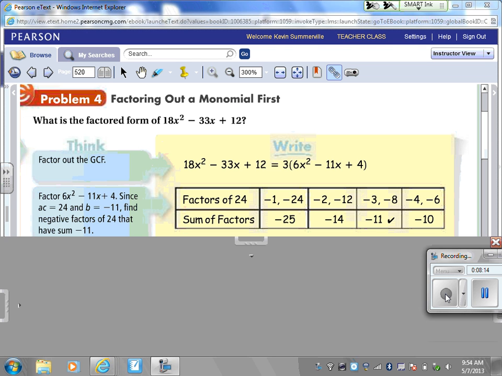Looking at problem number 4, our last and final problem, I want you to tell me what they did starting with this equation, 18x squared minus 33x plus 12. What did they do to go from here to there using this chart?